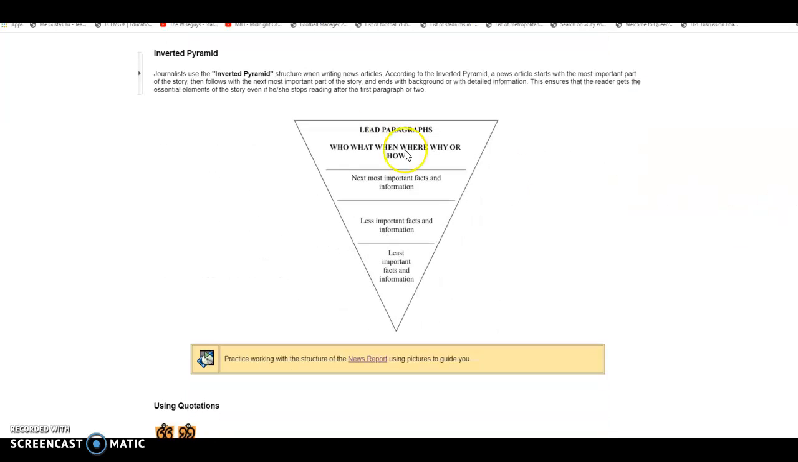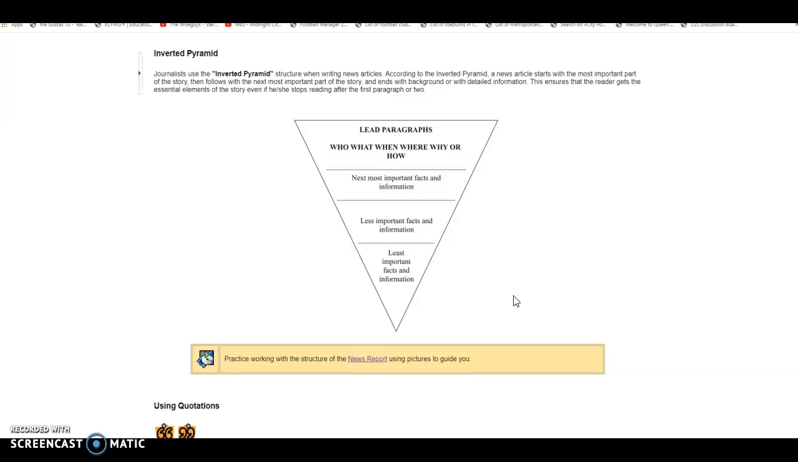What you'll also need to understand is that news reports follow what's called the inverted pyramid structure. So you always start with the lead paragraph, which tries to establish as many of the 5 W's as possible. So the most important information goes in the first paragraph. And then you have the next most important facts and information, then lesser important facts and information, and then the least important facts and information. So it's a pyramid starting with most important and going downwards to least important.